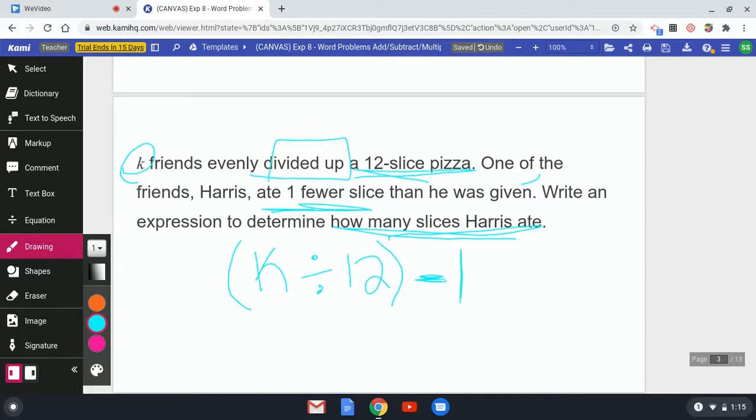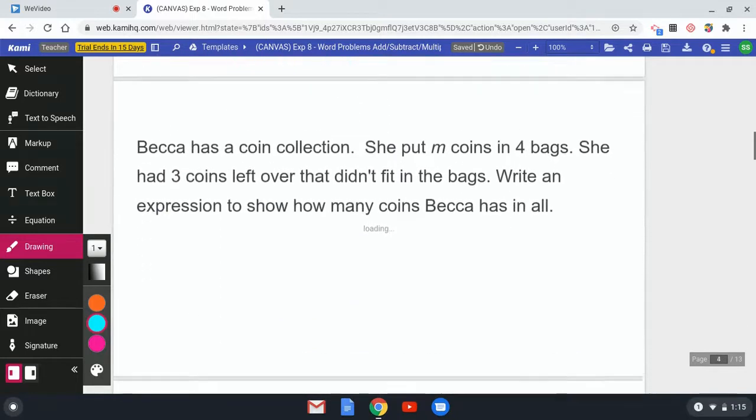See how I had to mark up this whole thing, looking for those keywords, and then I have to think backwards how many slices Harris ate. Not how many did each friend get, how many did Harris eat? We'll have to break these problems up into small sections like that, okay?